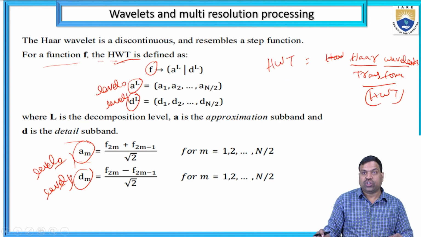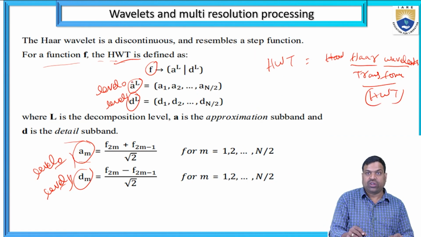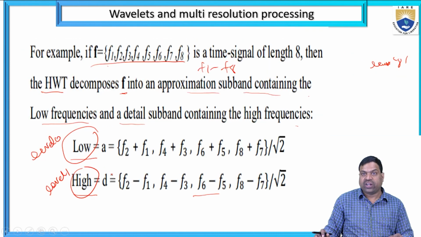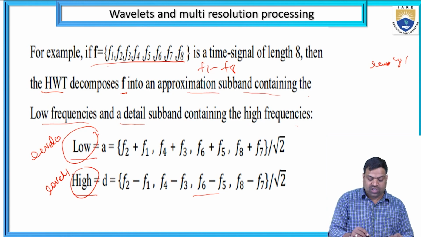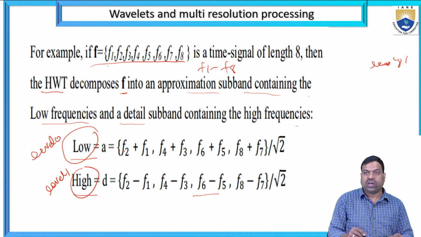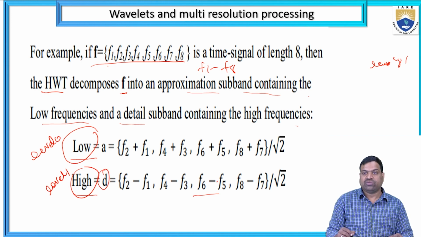So when I am going for the two levels, here level 0 equals a power l, level 1 equals d power l. Here also level 0 equals am, level 1 equals dm. Like this, here also I am combining the low level and high level. When I am going for the low level, a equals f1 to f8, divided by root 2. When I am going for the high level, d equals (f2 minus f1), (f4 minus f3), (f6 minus f5), (f8 minus f7), divided by root 2.